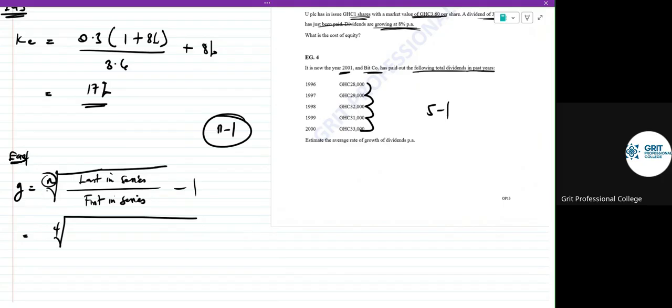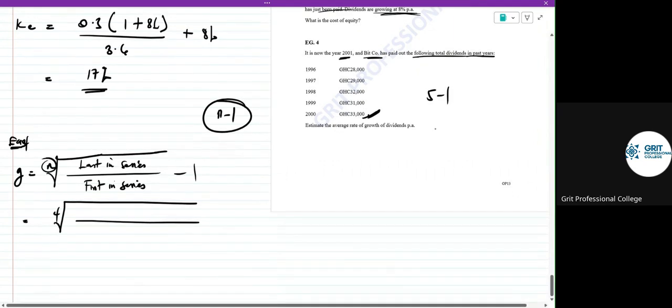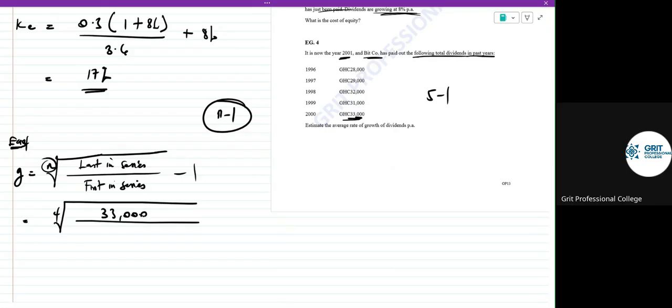4. Okay. Now, in your lecture notes, I say the numerator is the current dividend. So when you check it, the most recent dividend is what? The 33. Now, when you check your formula sheet, it says the last in the series. Out of the series of dividend, this is the last one. So you can see that you are going to arrive at the same thing. Okay, so 33,000.